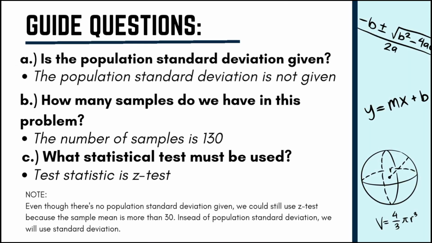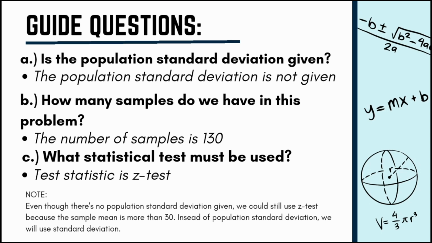This is the guide question in problem number 2. Letter A. The population standard deviation is not given. As you can see in letter A, there's no standard deviation given, so we can conclude that there is no standard deviation in this word problem. Letter B. The number of samples is 130. As you can see, the total number of samples that are going to be tested is 130 packs.